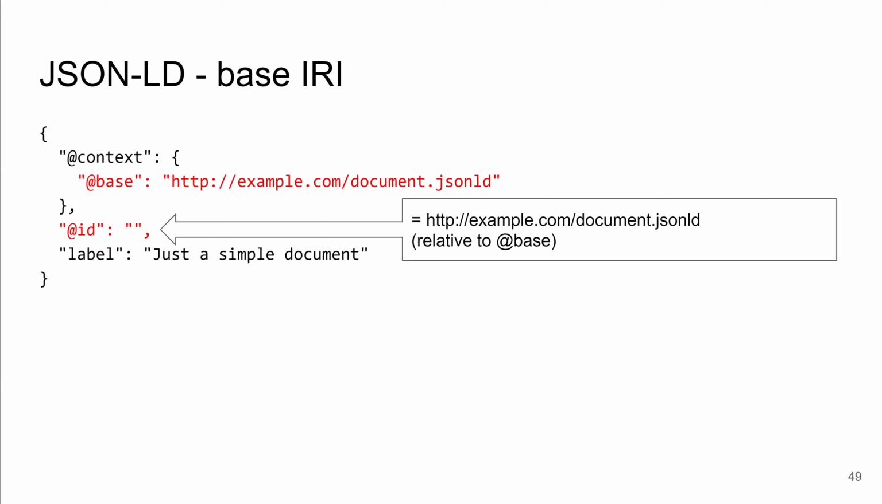Now we might want to specify a base IRI and use just relative IRIs wherever IRIs are used. And we can do this again in the context by using the @base keyword. So for instance here, when the ID is an empty string, it is actually an empty string attached to the base. So we are talking about the document.jsonld file here. And we say it's just a simple document.